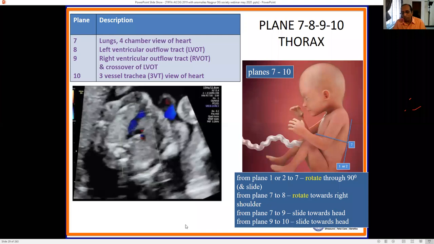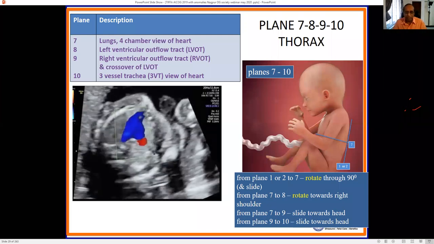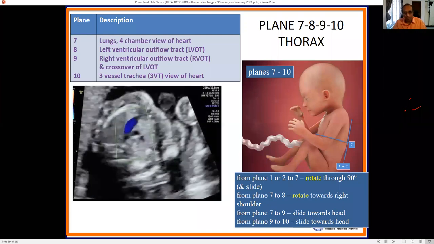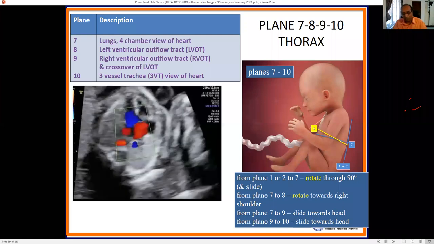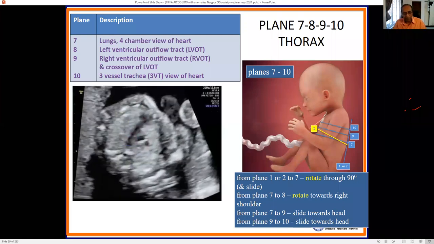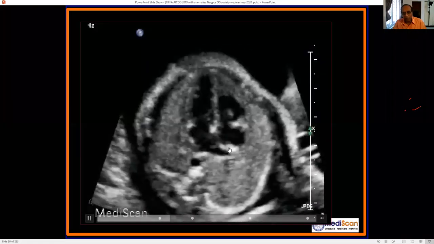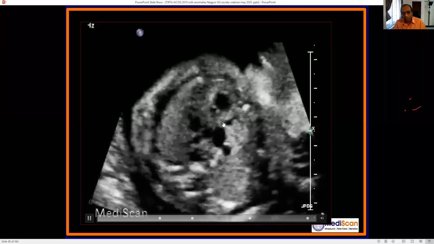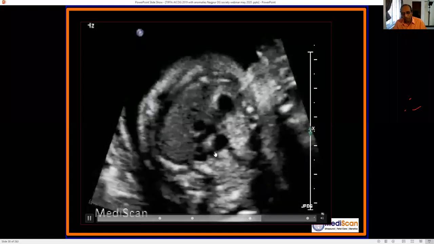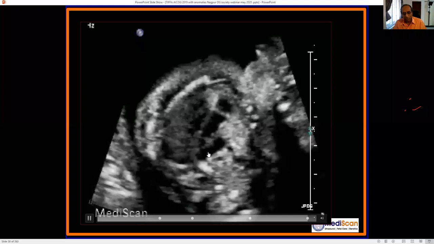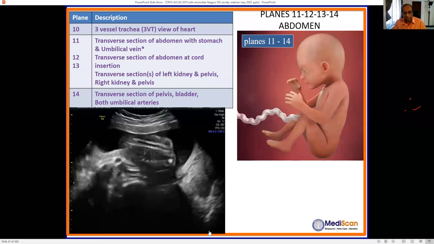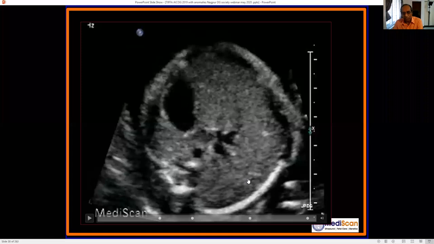Now, color Doppler has almost become mandatory to see the flow in all these planes. But if you just have B mode and you're able to view these structures, that should be fine enough. Right, so just see the four chamber view now. Slowly, I'm moving upwards. You can see the LVOT, and as you go, this is the RVOT, and then you can see the three vessel trachea view. So it's very quickly this can be done, and while you do that, you can see that we have actually seen the two lungs on both sides of the heart.